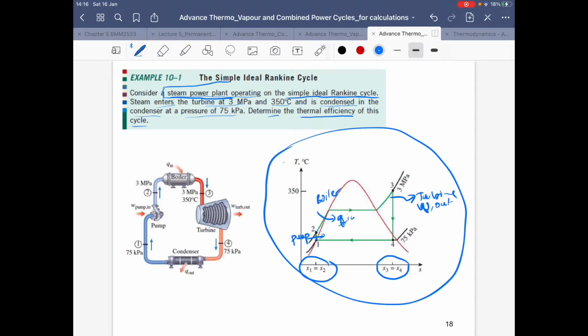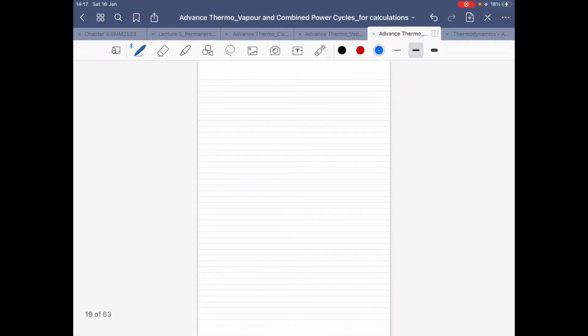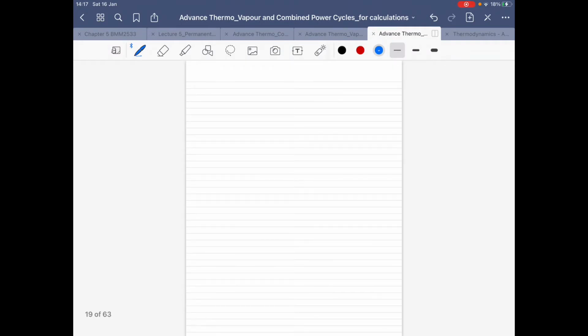Okay, to answer this question, we have to go point by point, especially to get the value. Alright, so to do the solution, we make an assumption first. What do assumptions do? Assumptions will provide us the conditions of the thermal or the temperature, the pressure inside the cycle. The steam plant operating at simple Rankine cycle, meaning what?